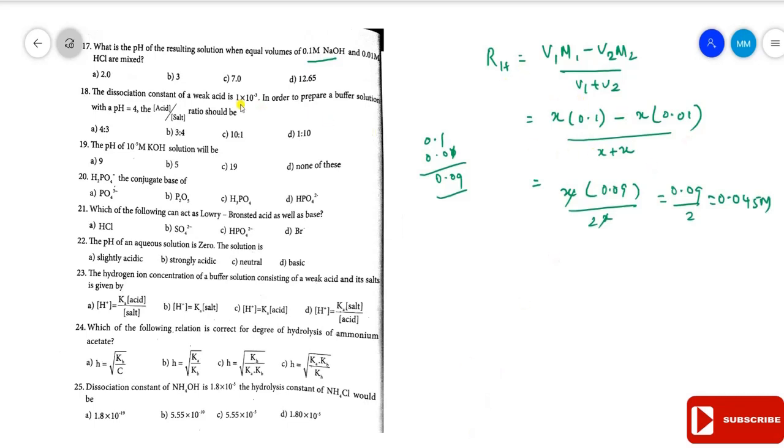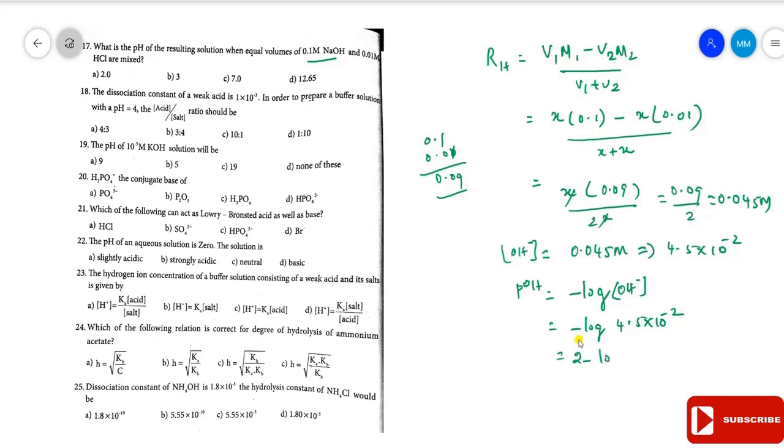The given solution is basic in nature because the concentration of sodium hydroxide is greater, that is 0.1 into X. So this molarity is taken as hydroxyl ion concentration. Hydroxyl ion concentration is equal to 0.045 M, or it is equal to 4.5 into 10 power minus 2. In this problem, the pH is asked. First find out the pOH. For pOH, the formula is minus log of hydroxyl ion concentration. So minus log 4.5 into 10 power minus 2.